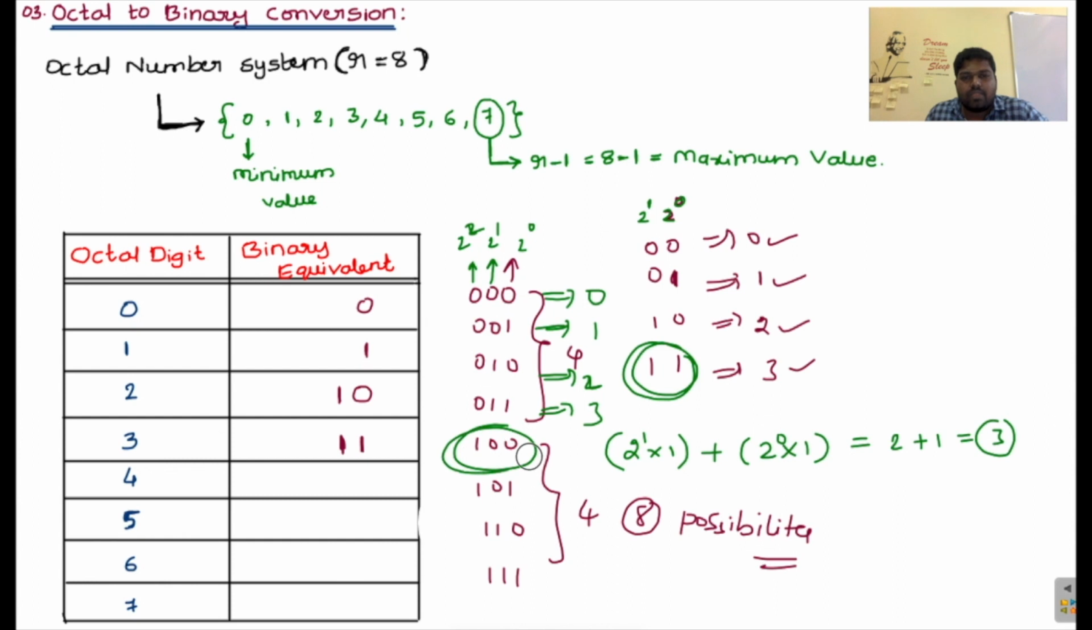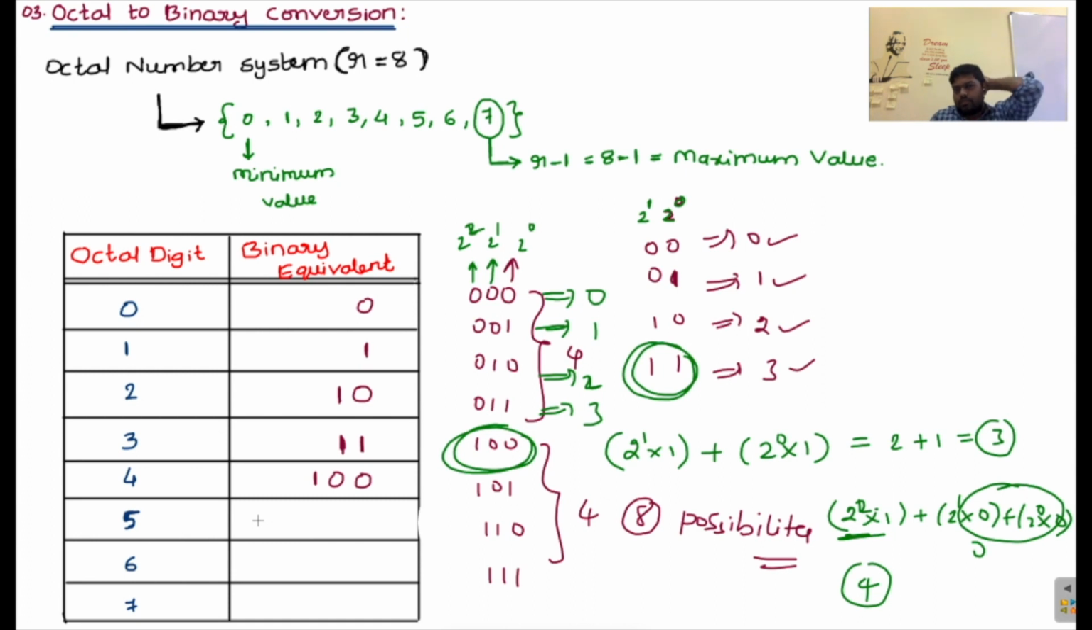Now you can come to this 1 0 0. The first position is 2 power 2 into 1, and the remaining two are 2 power 1 into 0 plus 2 power 0 into 0. So 0 into something means that complete term will become 0. And what about this one? 2 power 2 into 1, that means we will get 4. That means in order to represent octal 4, we can use 1 0 0, right? That is clear.